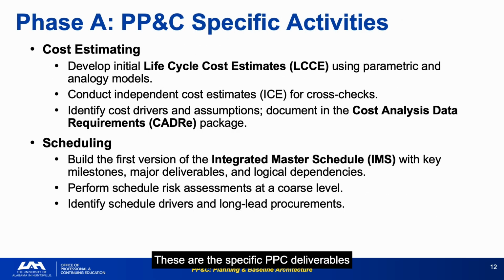These are the specific PP&C deliverables required in Phase A, not generic planning, but the actual cost estimates, schedule structures, and risk assessments that will feed the formal gate products. Cost estimating in Phase A is inherently top-down and parametric. You use analogy and models because you do not have enough design definition for bottom-up. That's not a weakness. It is appropriate for where you are.